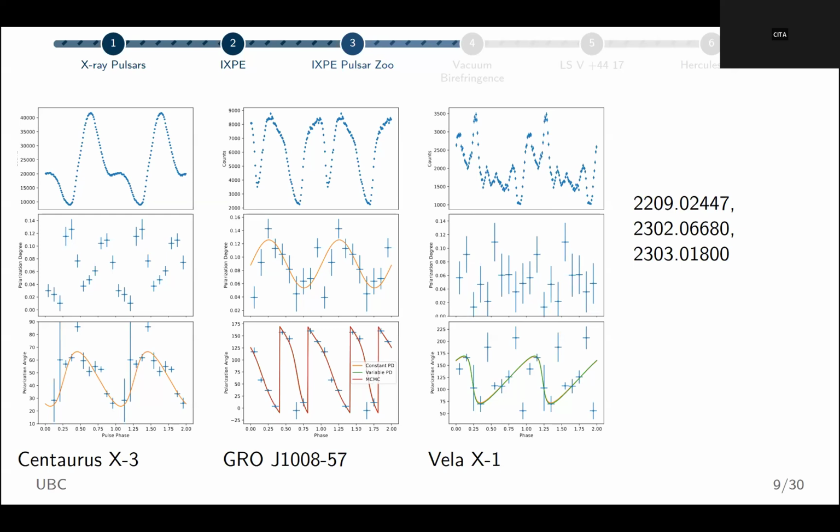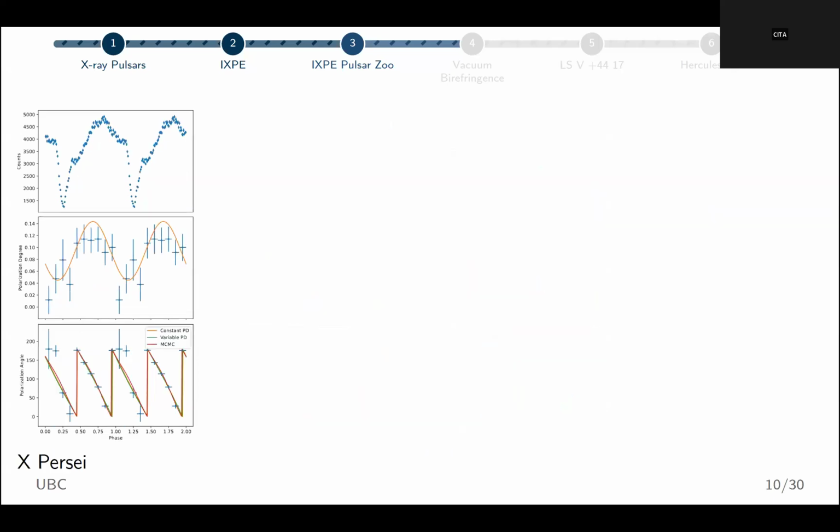The ones I'm going to talk about a lot towards the end are this one, LSV, which is around 200 seconds, and Hercules X-1, which is about 1.24 seconds. So here's another one, X Persei. Again, polarization right around 8%. It just seems to be where it wants to be.